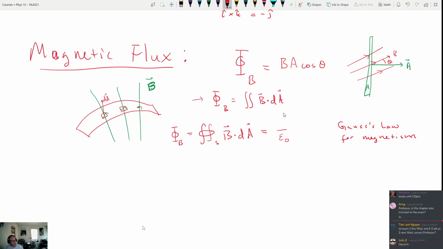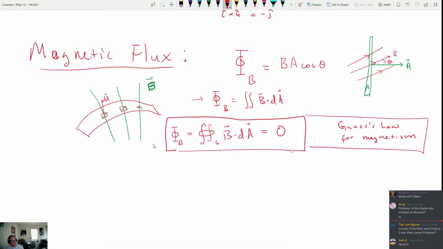What was the thing up in the top? The charge enclosed, exactly. But we learned earlier that there's no such thing as a magnetic charge, right? Which means the right-hand side of this equation has to be equal to 0. And that is one of Maxwell's equations, actually. Gauss's law for magnetism. We've now learned 2 of the 4 Maxwell equations.